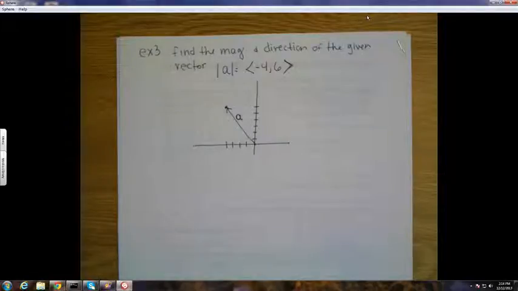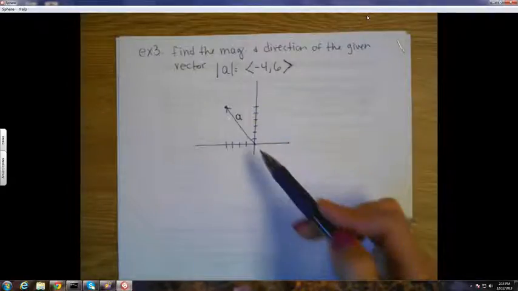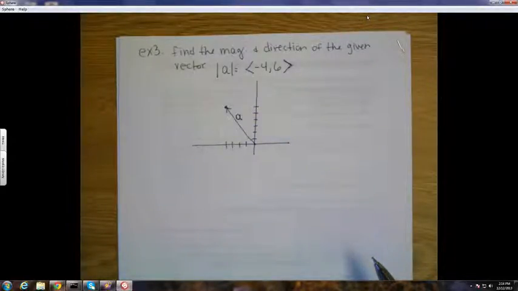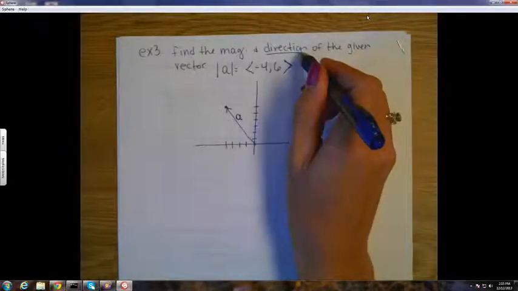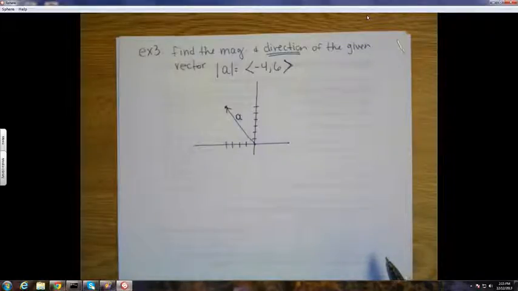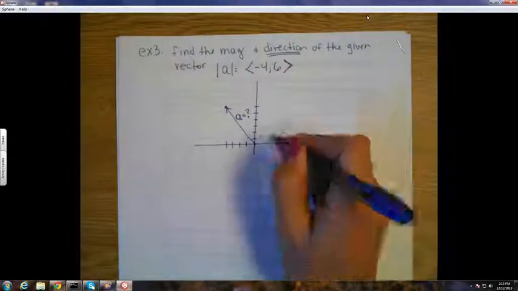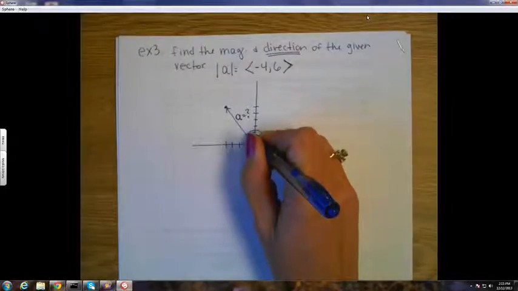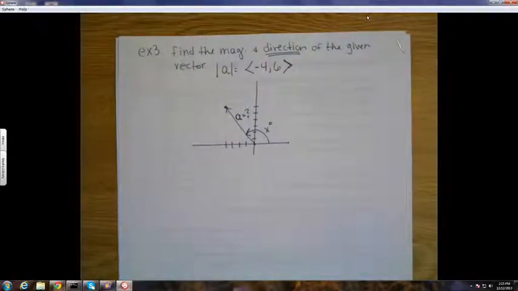Okay, the question is, give the magnitude, that's pretty much the length of the vector. Distance from the origin. And we need the direction. What's the direction again? Direction is an angle measure from where? From the east line. So we want to know this length, because that's the magnitude, and we want to know this rotation. I'll call it x degrees. Those are the two questions that it's asking.